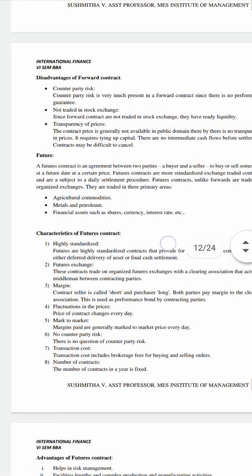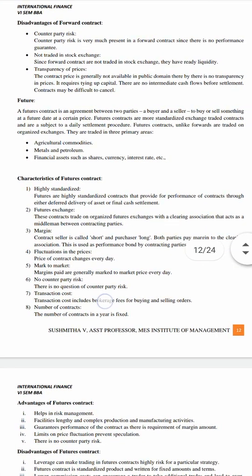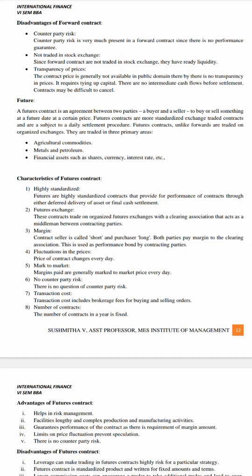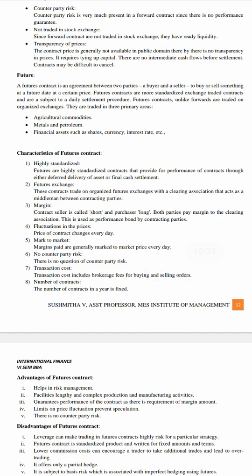Disadvantages, again, as I've told you, counterparty risk is one such disadvantage, and we don't have any standardized exchange to deal with the forward contracts, and we don't have transparency in the prices because we don't have the list of prices that is available in the public domain. It is not available in the public domain, and therefore we cannot expect transparency.